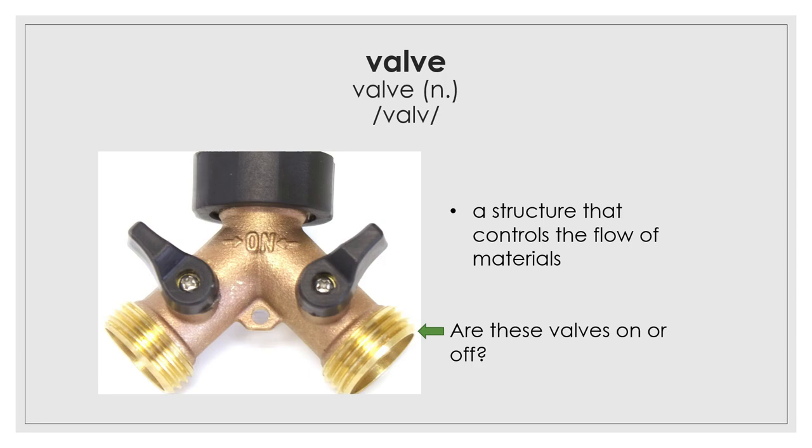And then our last word is valve. Valve. And I think some of you guys know what a valve is. It's just one syllable. It is a noun, and it is a structure that controls the flow of materials. And so my question to you, are these valves on or off? I'm pretty sure they're off, because the little black knob there is not pointing to the on, or it could be in the middle somewhere. I actually am not 100% sure on that one, but it is a Y valve, which is what they are going to be talking about in the story.